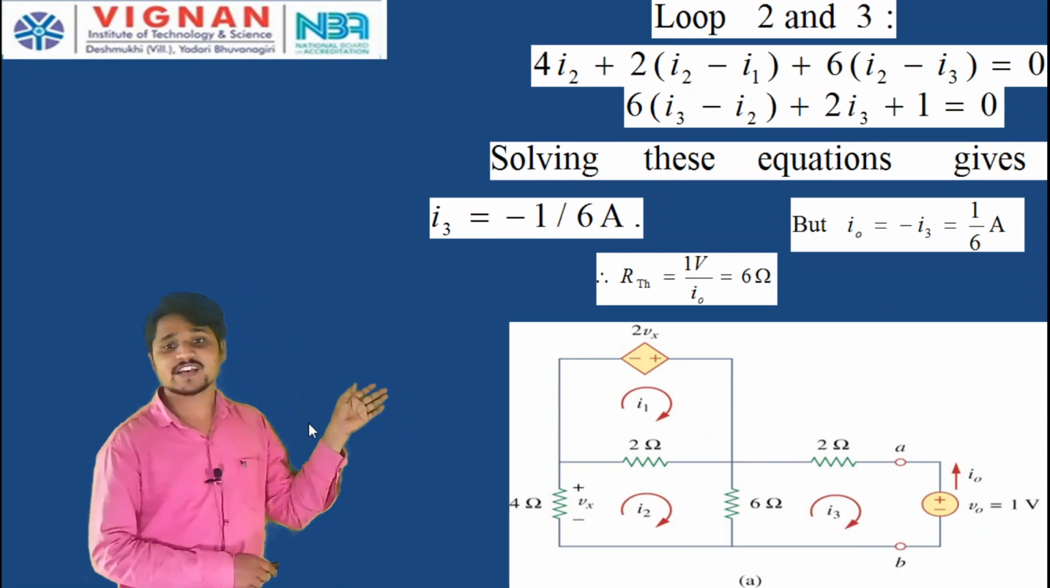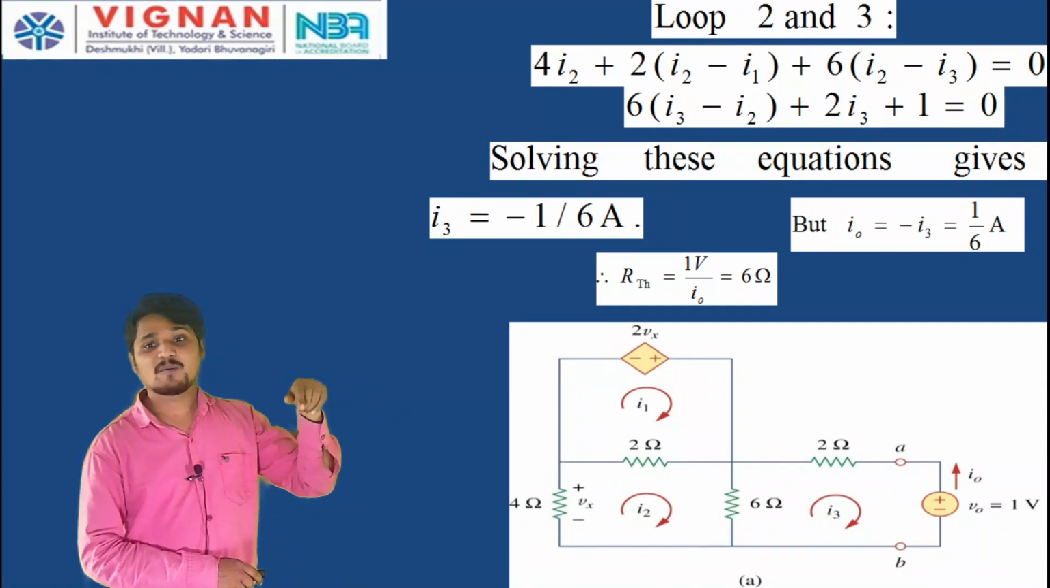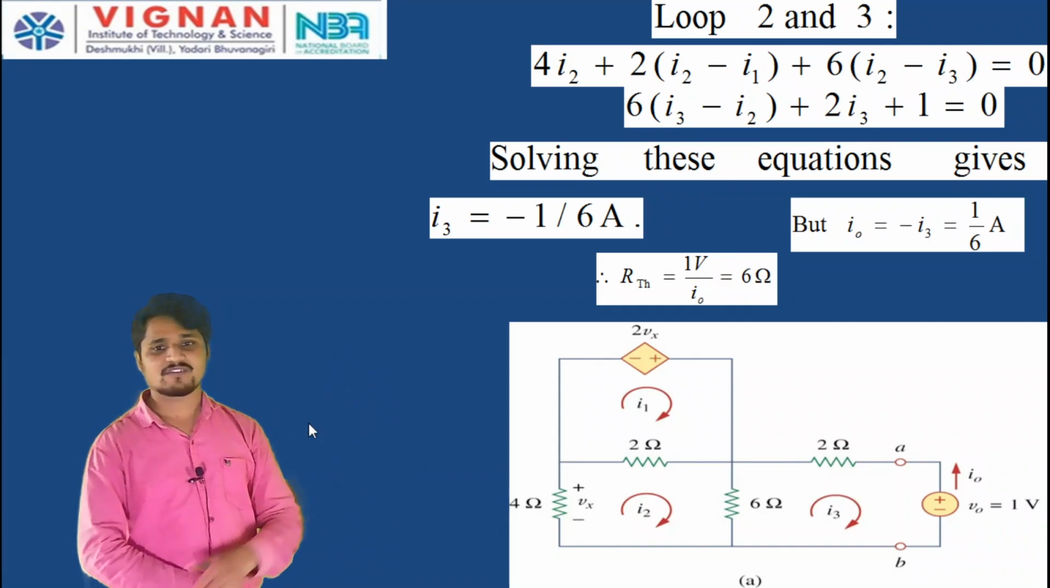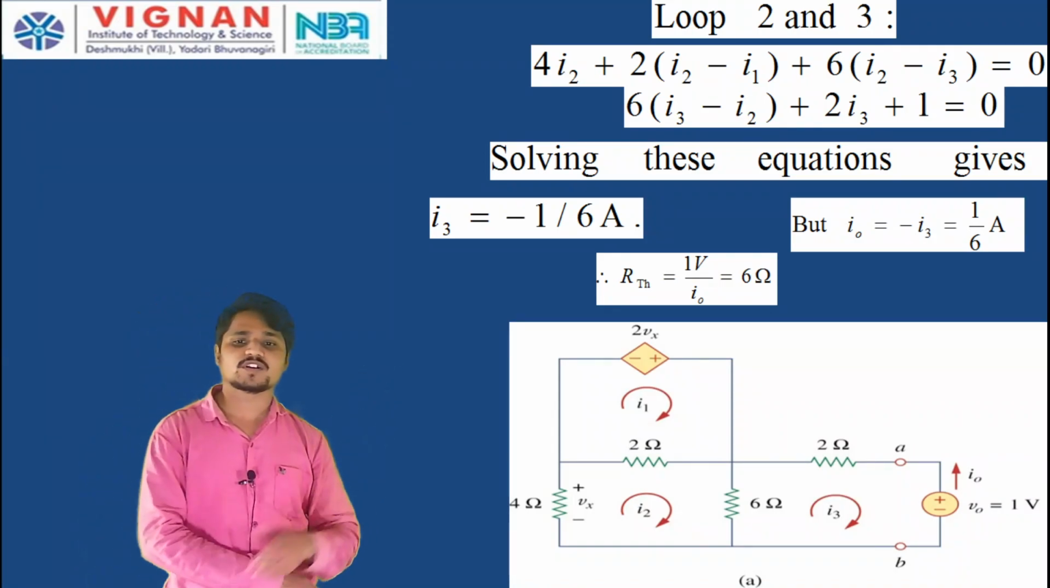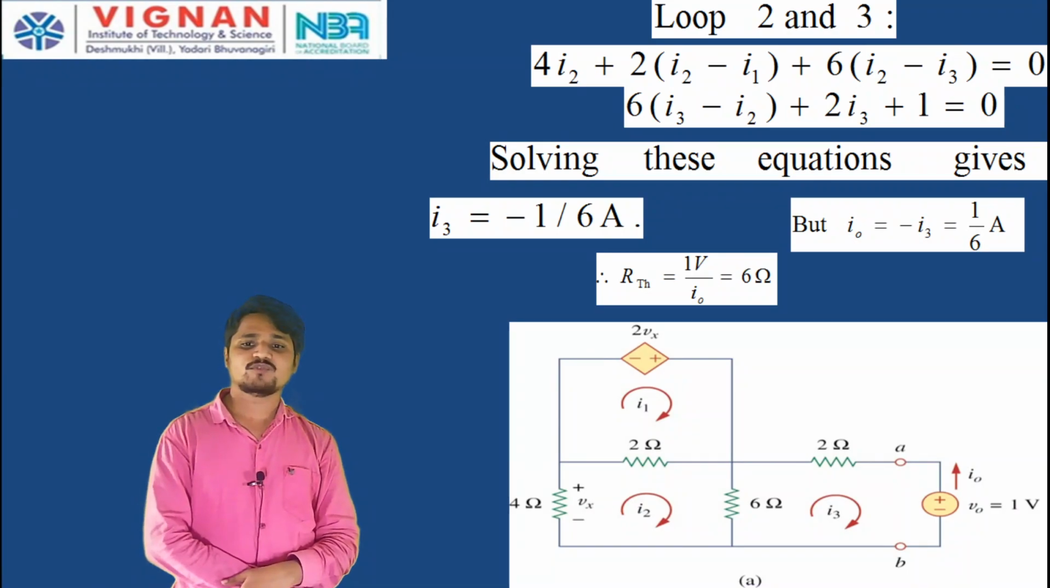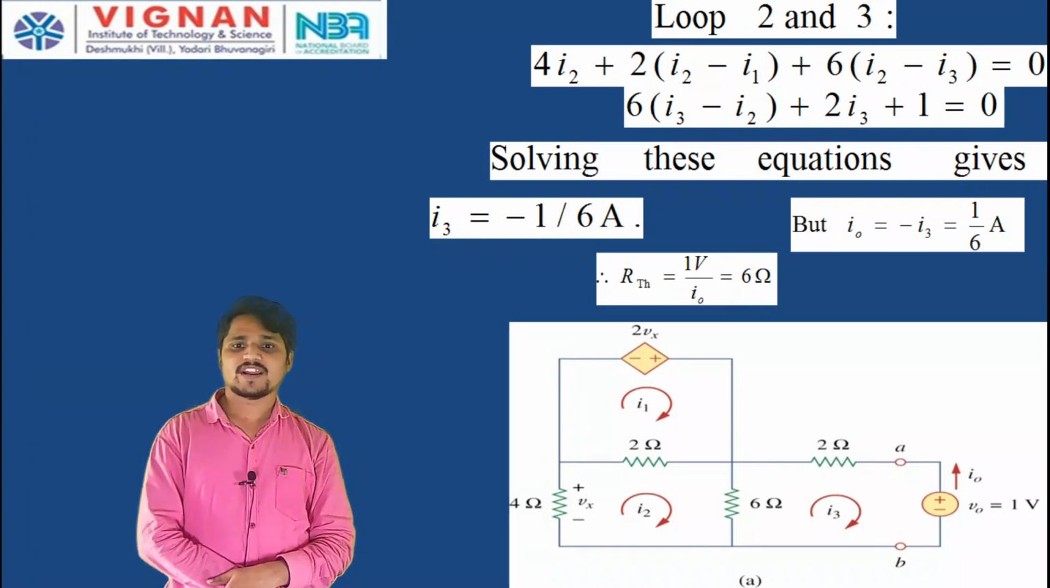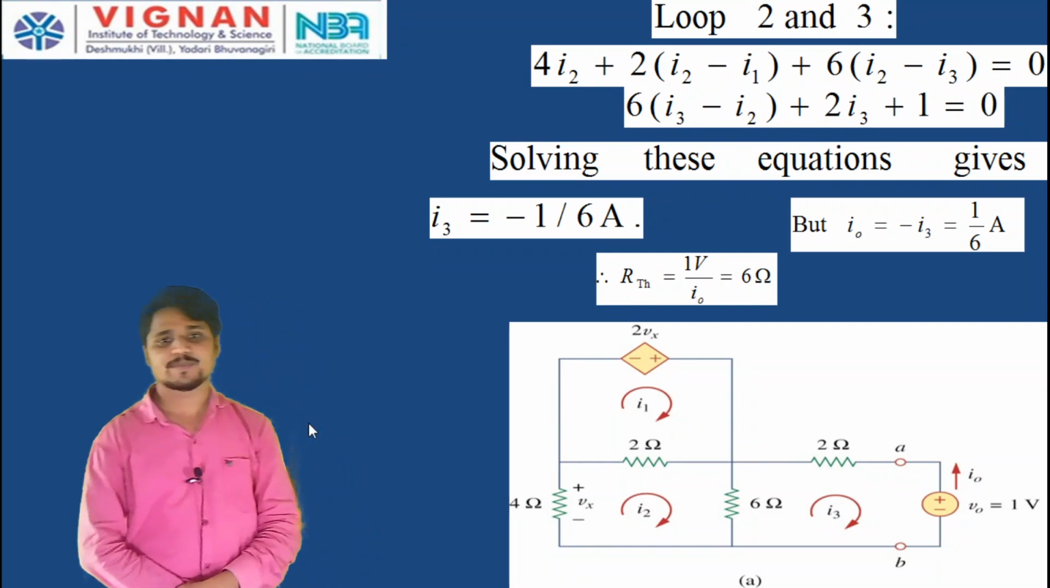But what is this I3? This I3 is opposite to this I0. We have assumed I3 in the clockwise direction, but I0 is in the upward direction. Therefore, I0 is equal to minus I3, which is equal to 1 by 6 amperes. Minus of minus 1 by 6 is 1 by 6 amperes.